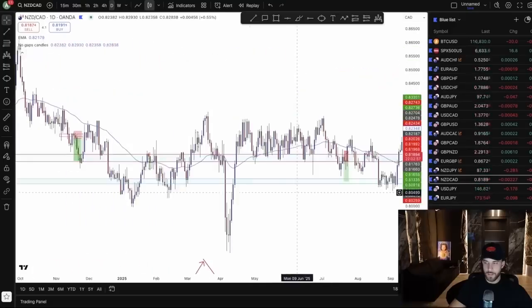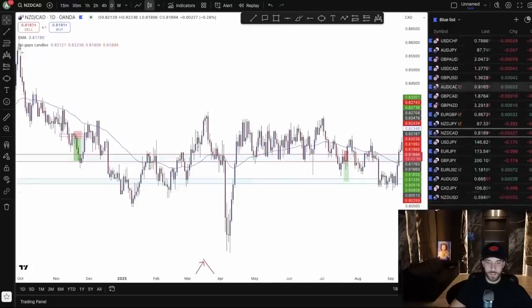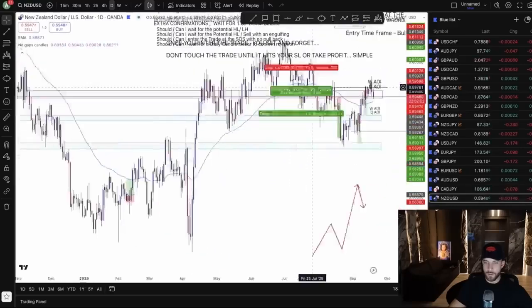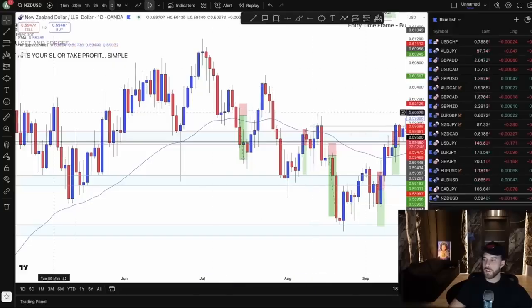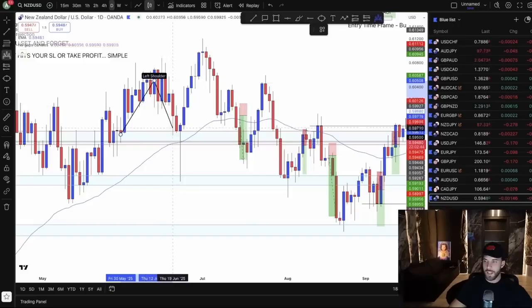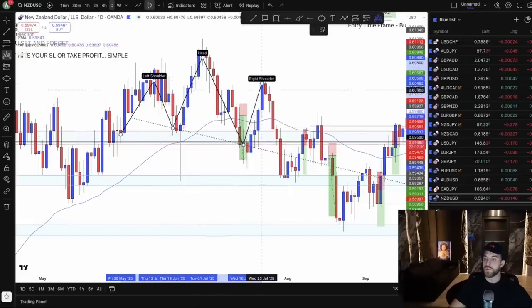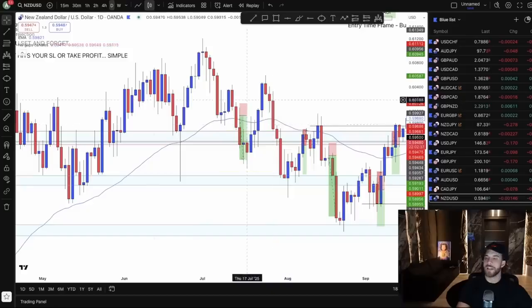NZD CAD? No, I think it was NZD USD. This right here is a beautiful trade setup that I had. I'm talking about phenomenal. Look at this right here. This has a beautiful left head, and then this broke the structure and created this beautiful right shoulder for me. It's a very big head and shoulders.